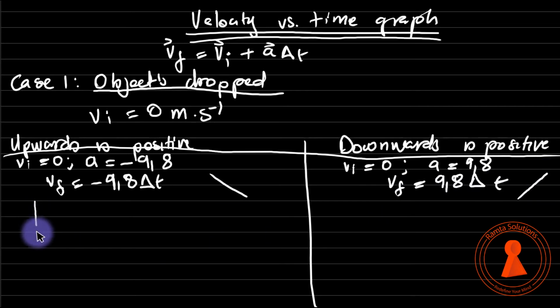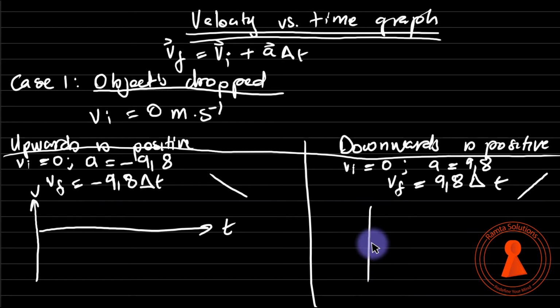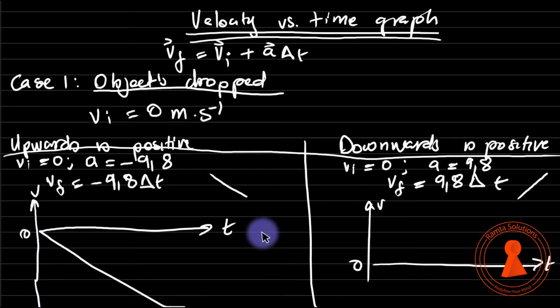Now let's draw it. T-axis, V-axis. With this one, V-axis, T-axis, 0, 0. So this one here, it'll start at 0. It's like this.